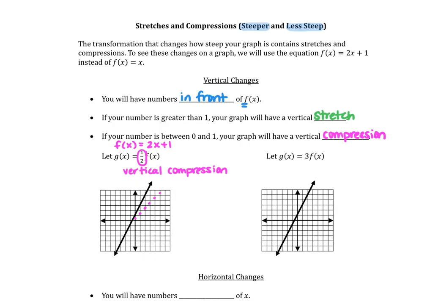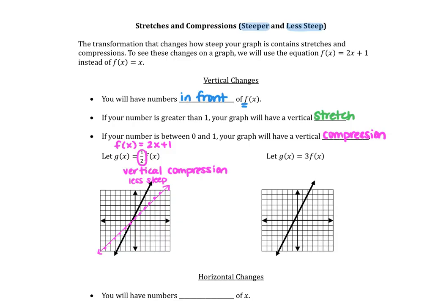Again, you can see this change a little bit better probably on Desmos. But you can then notice that my line is actually getting less steep here. Connect and draw your arrows. So when we're looking at this, it's a vertical compression that is less steep. All right, so let's look at the second one.